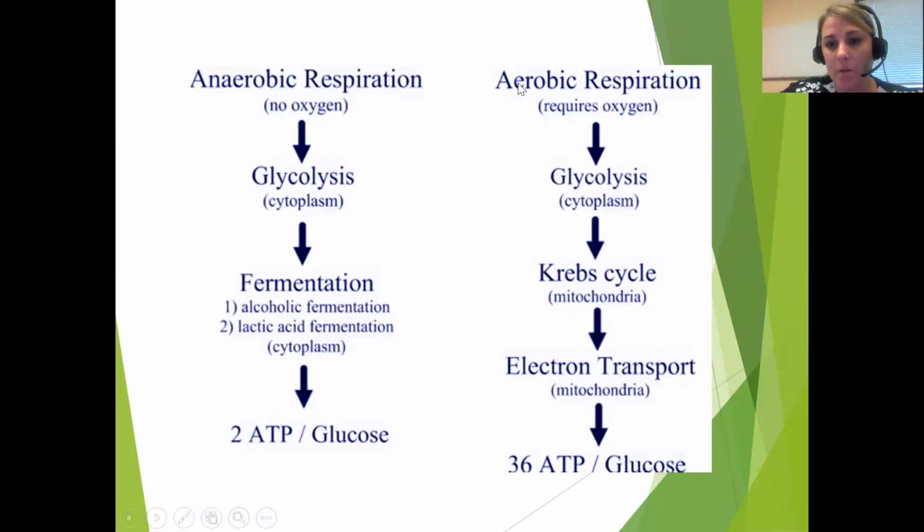Over here, we have aerobic respiration. It's going to require oxygen. We still go through glycolysis, which occurs in the cytoplasm. Then the Krebs cycle and electron transport chain occur in the mitochondria, and we end up with 36 ATP. So we get 2 from glycolysis, 2 from Krebs, and 32 from the electron transport chain.